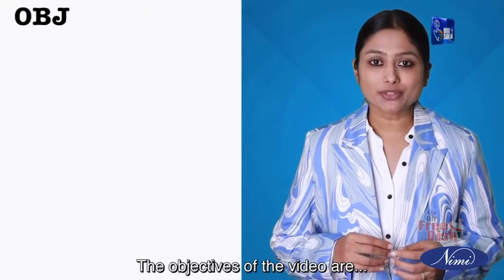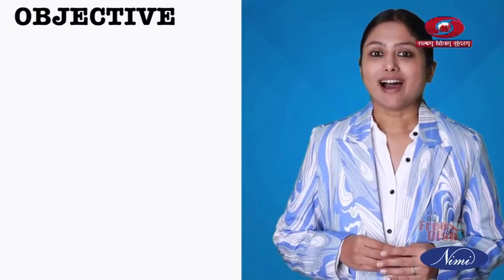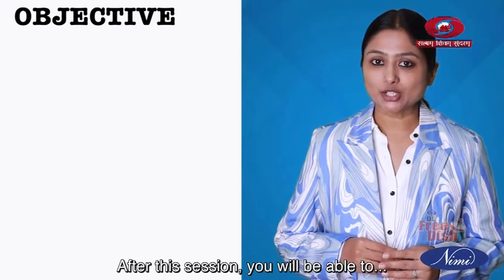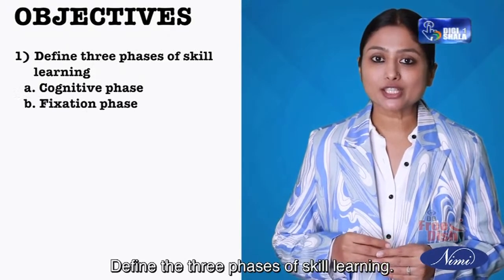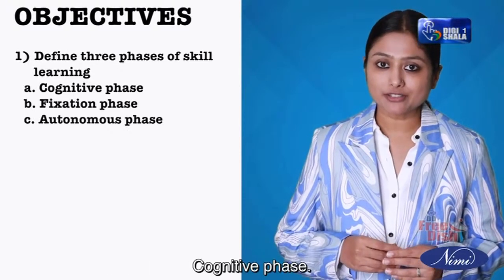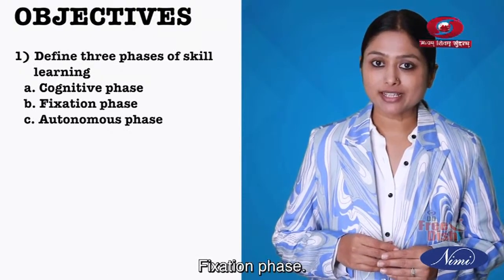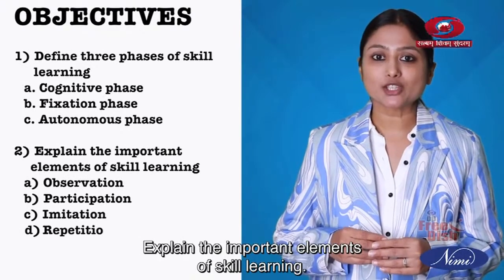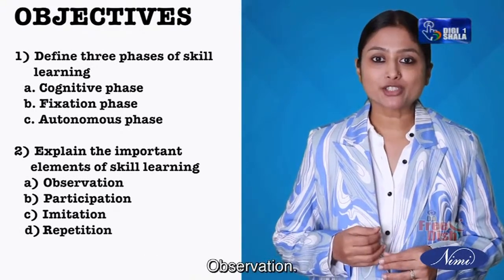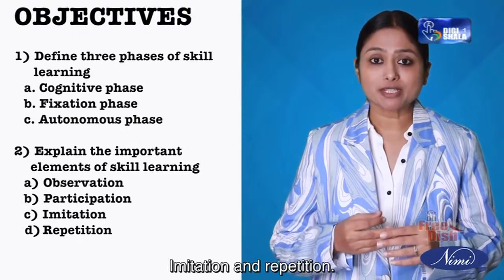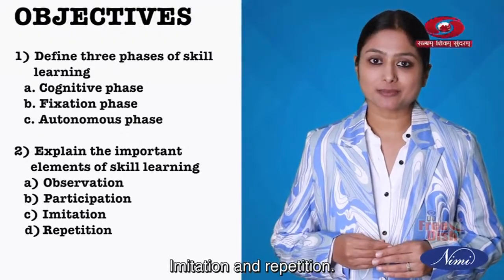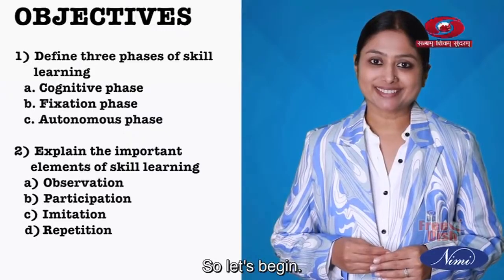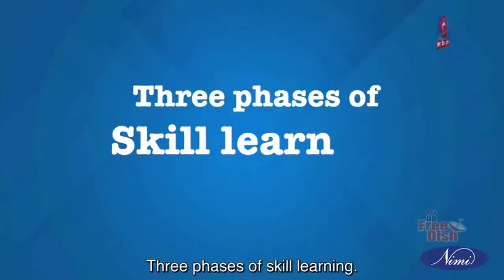The objectives of the video are: after the session you will be able to define the 3 phases of skill learning: cognitive phase, fixation phase, autonomous phase. Explain the important elements of skill learning: observation, participation, imitation, and repetition. So let's begin. 3 phases of skill learning.